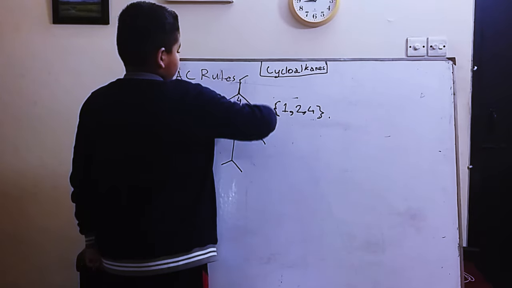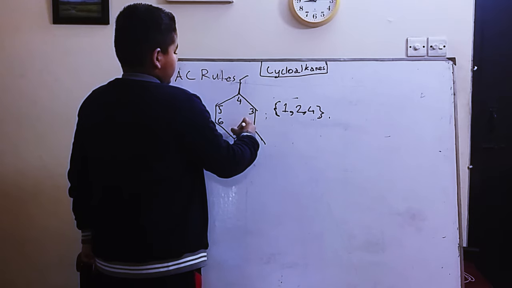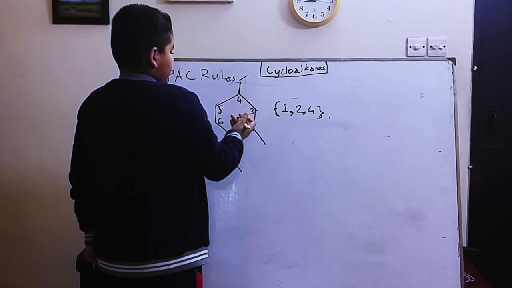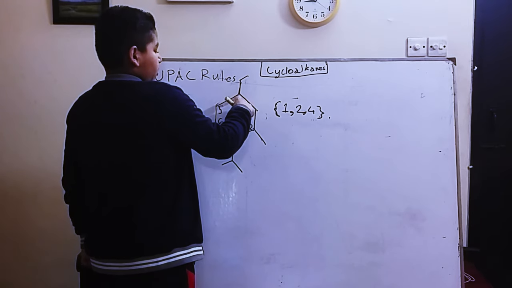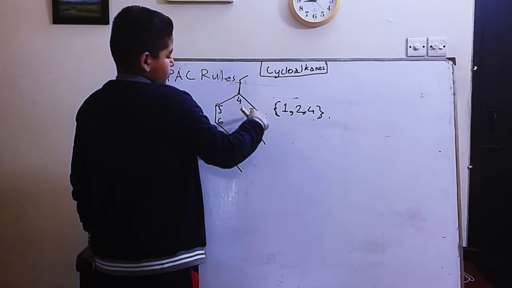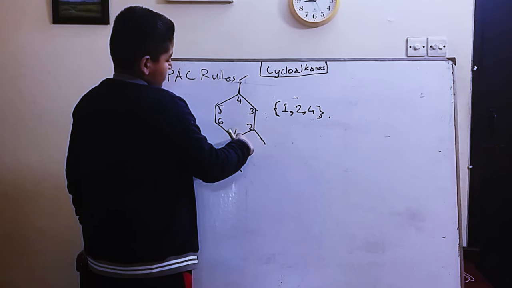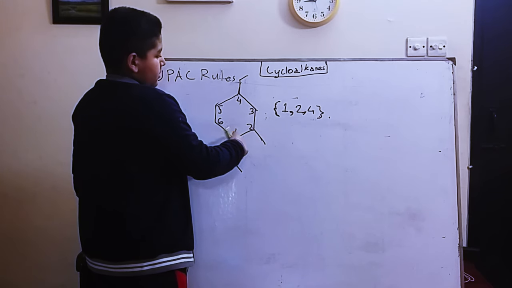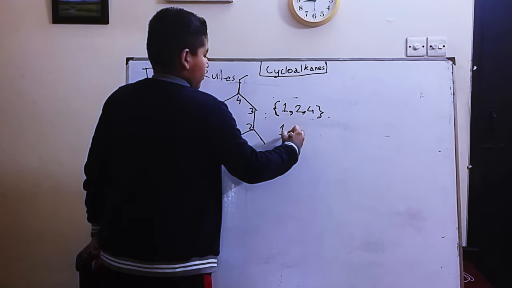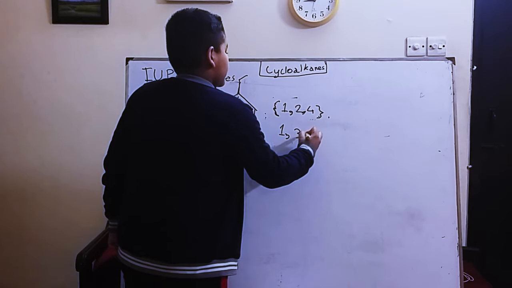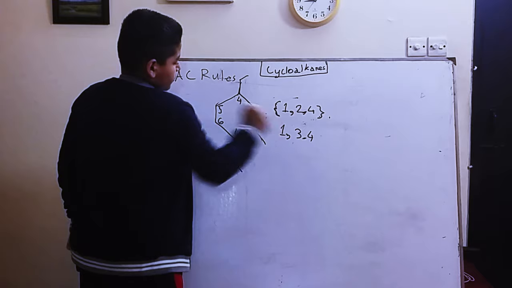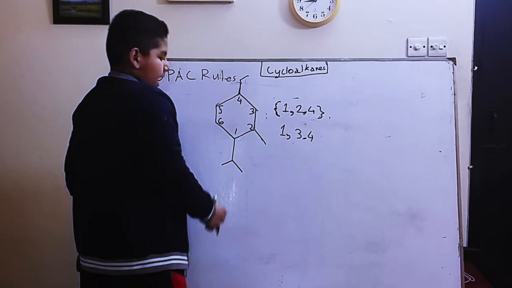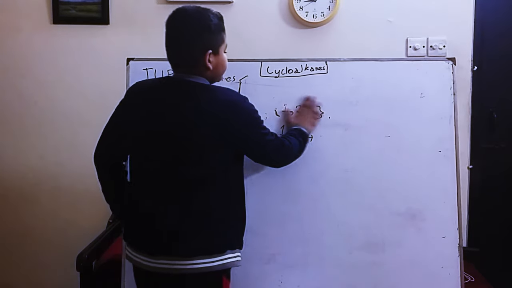But if we did it the opposite way, like if one was here and we started like this, then the locants would be 1, 3, and 4, which is bigger because of the middle 3, and so on and so forth.